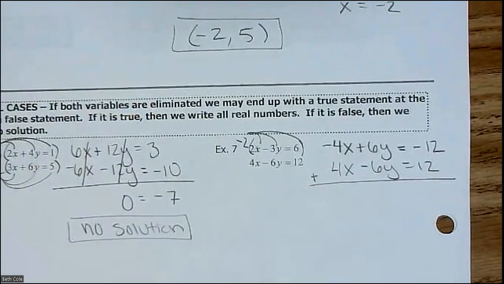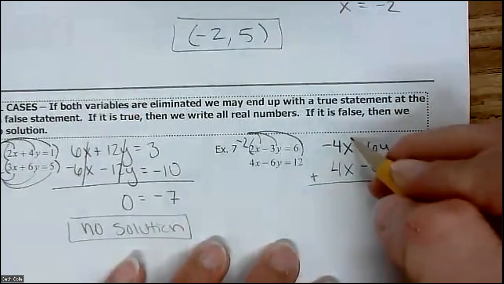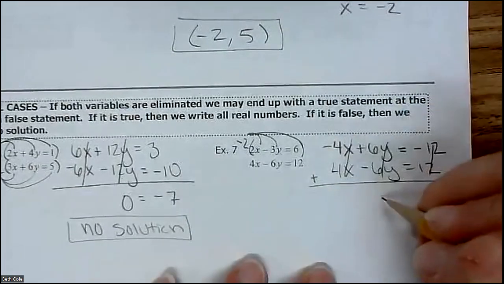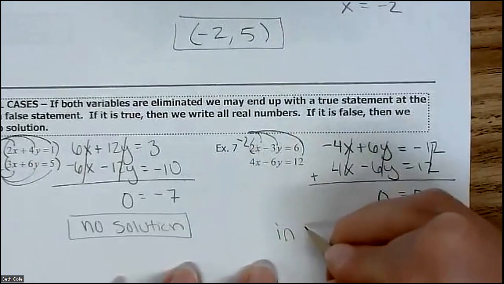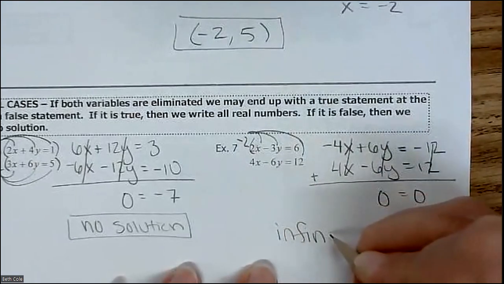So what do you notice is happening here? Everything cancels. You get 0 equals 0. So it's infinite solutions, or infinitely many.